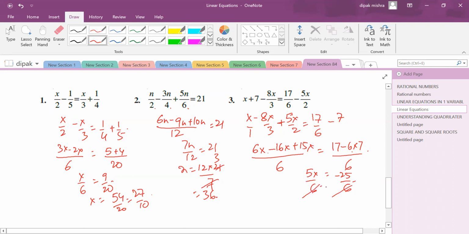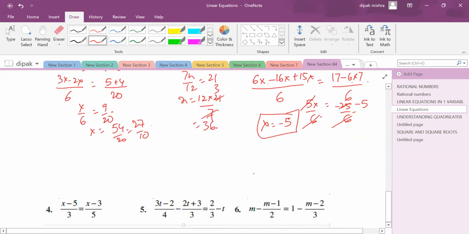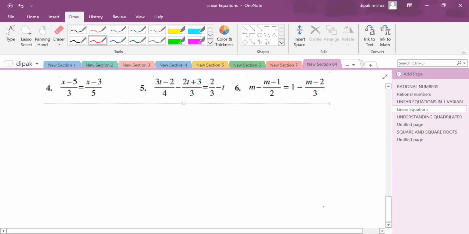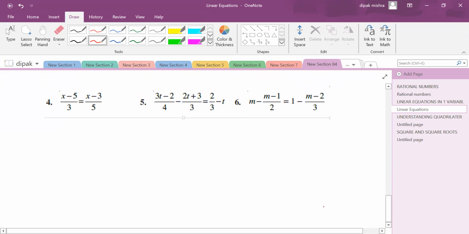So 5x by 6 is equal to 25 by 6. Now 6 and 6 will get cancelled. 5 and 25 will get cancelled, minus 5. So x will be equal to minus 5. Right? So these are some of the straightforward questions which normally get asked at NCERT level. Right? Now let's move on to the next set of questions in linear equations in one variable.